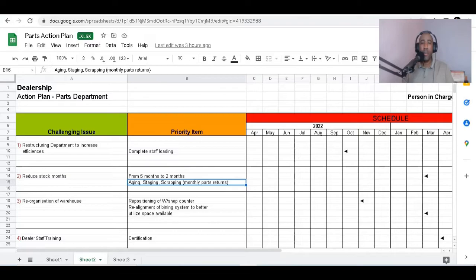Today we're going to be featuring a tool called the Action Plan for the Parts Department. As a matter of fact, if you're in management in any one of the dealerships, it is recommended that you have an action plan.